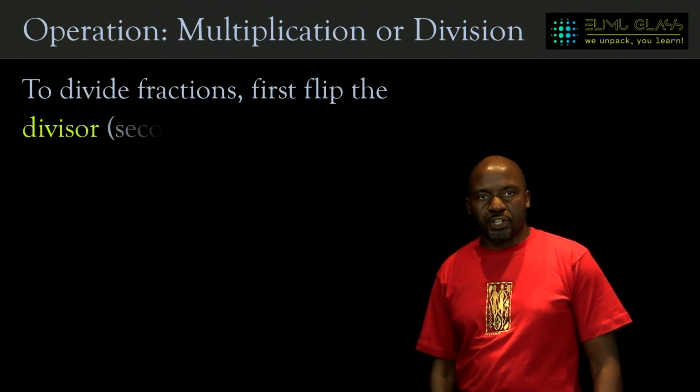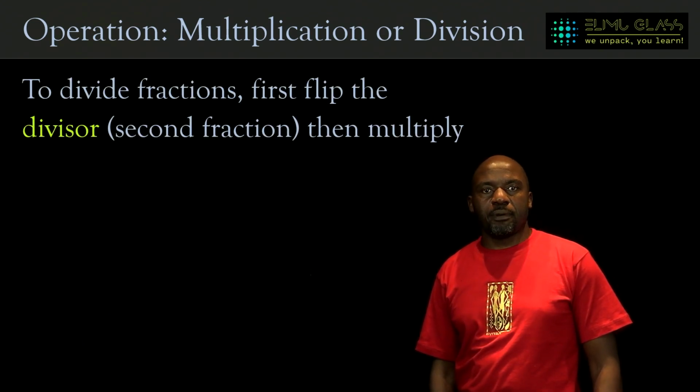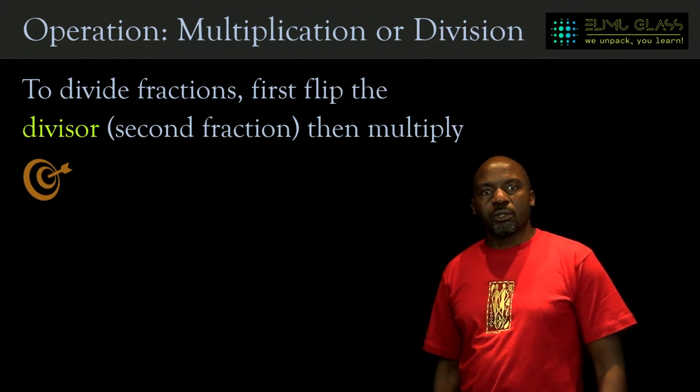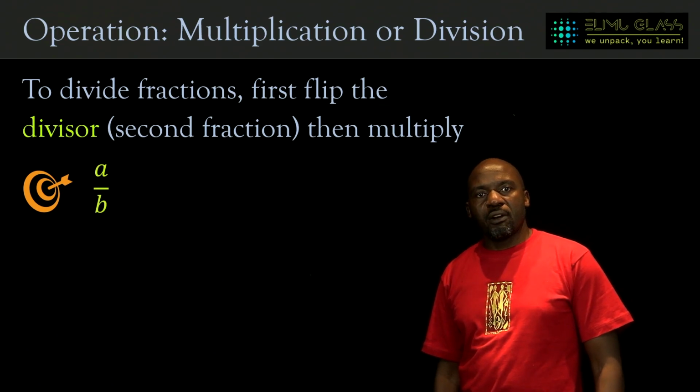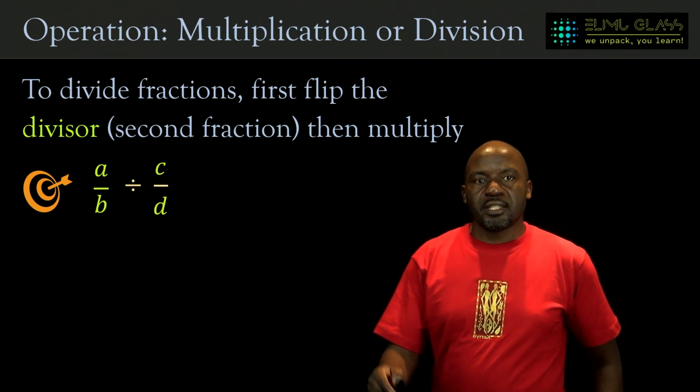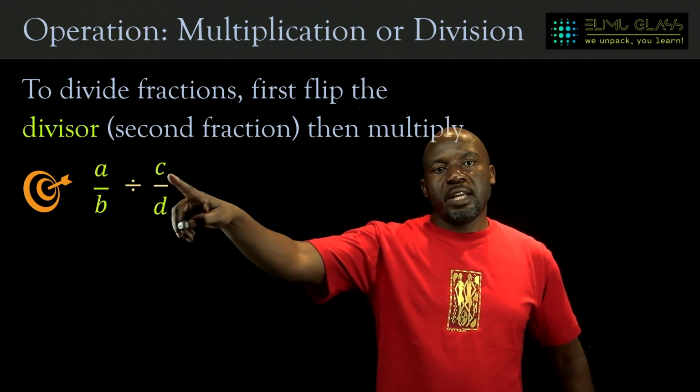To divide fractions, we must first flip the divisor, that is the one in the denominator. Okay, and then we can multiply just like before. Here is what I'm talking about. Many students do not know how to do this. So suppose we are given A over B and we want to divide that by C over D. So then the first thing you need to do is to flip the second.